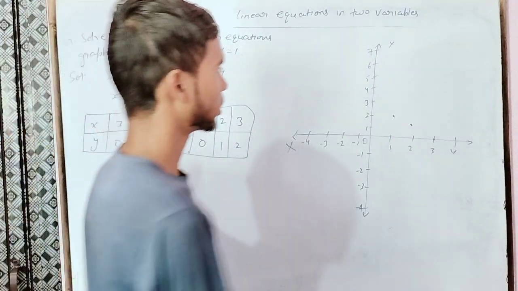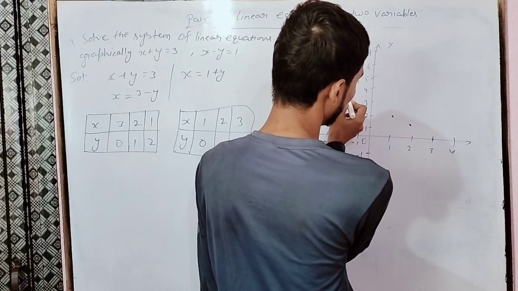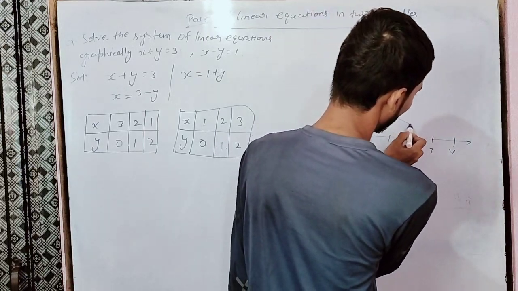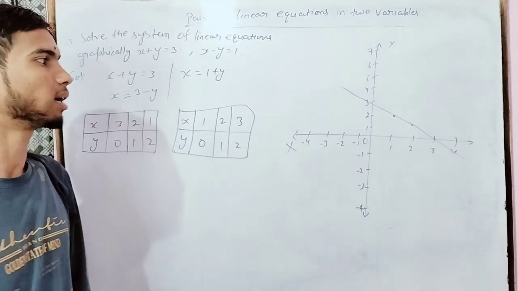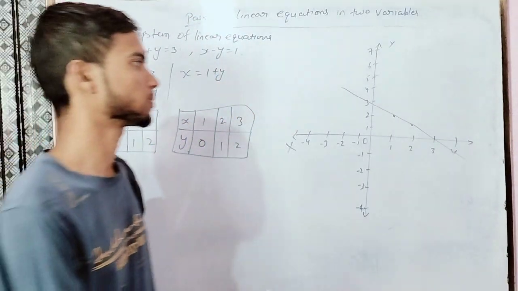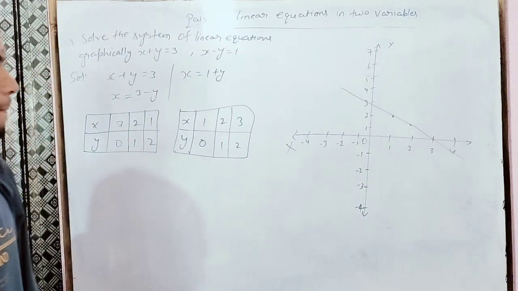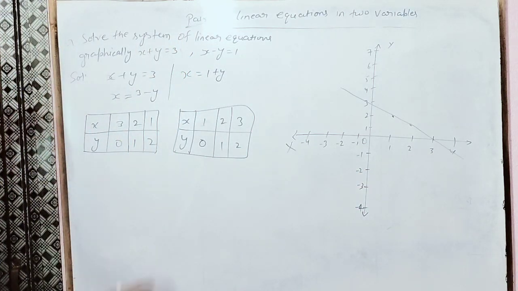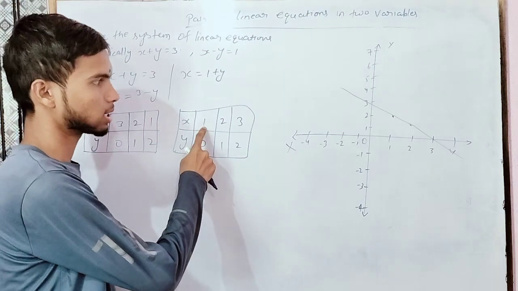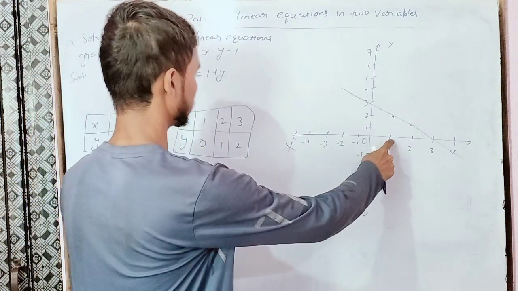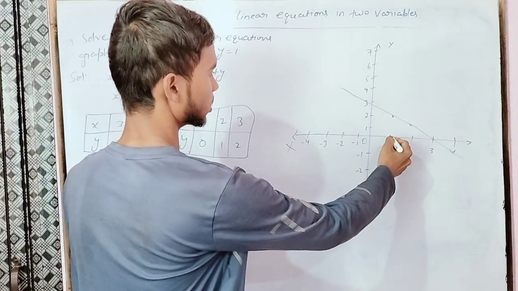So what are we getting? We are getting a straight line after drawing. So this line is containing all 3 points. So this line you can see. Okay. Now second, this x is 1. So one point is here.